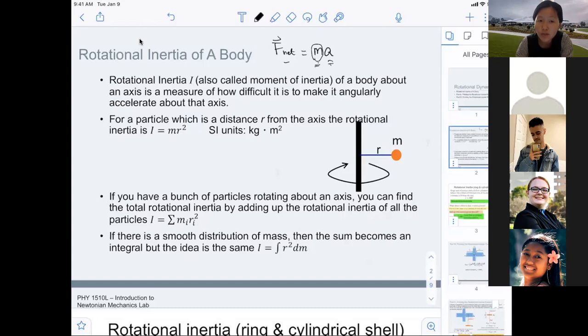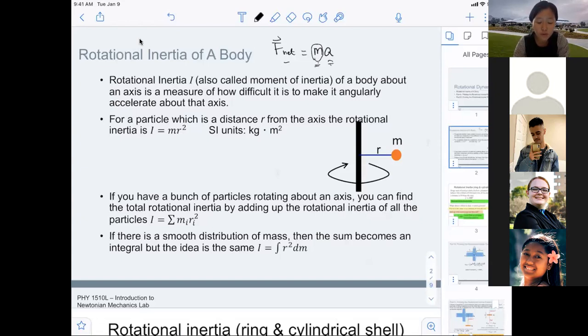And rotational inertia is the equivalent of mass for rotation. Just like an object with a large mass is harder to accelerate, an object with a large rotational inertia will be hard to rotate. So think about that in analogy to mass and translational motion. Acceleration is translational. Now we're talking about rotation.